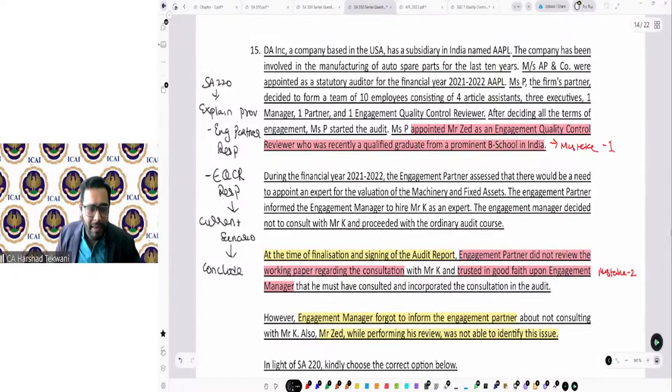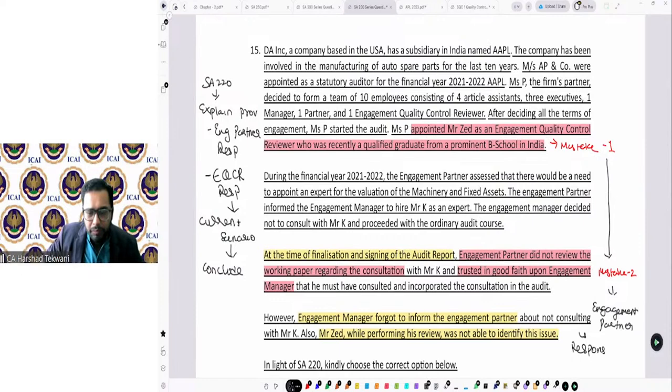In the current case, Ms. P, the engagement partner, because of these two observations or these two mistakes, engagement partner is responsible for this miss or for this issue. Clear?